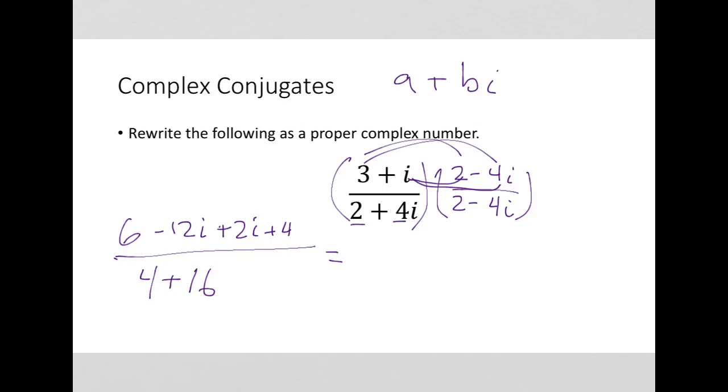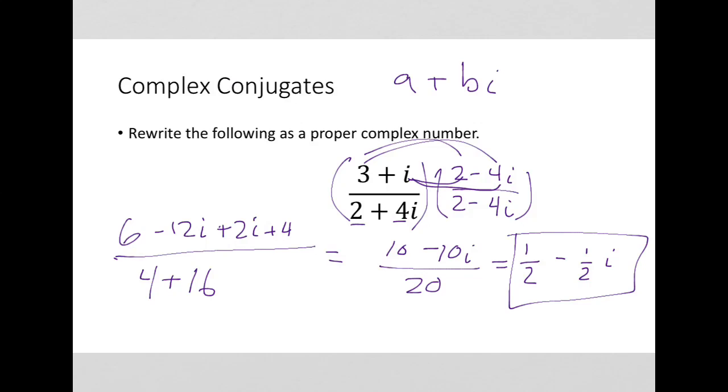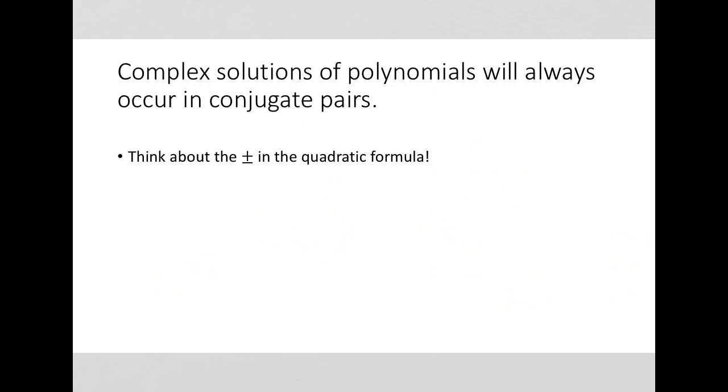Let's simplify this some more. Numerator, notice I've got a negative 12i and a positive 2i, so I'm going to end up with a negative 10i imaginary component, and a 6 and a 4 gives me a positive 10 real component, and 4 plus 16 is 20. So let's simplify this even more. 10 over 20 is 1/2, and negative 10 over 20 is minus 1/2 i. Sweet! That is much prettier than that, at least in my opinion.